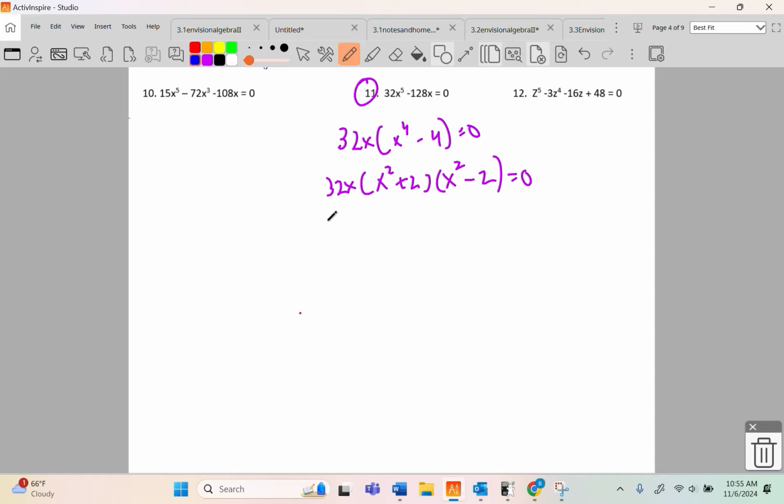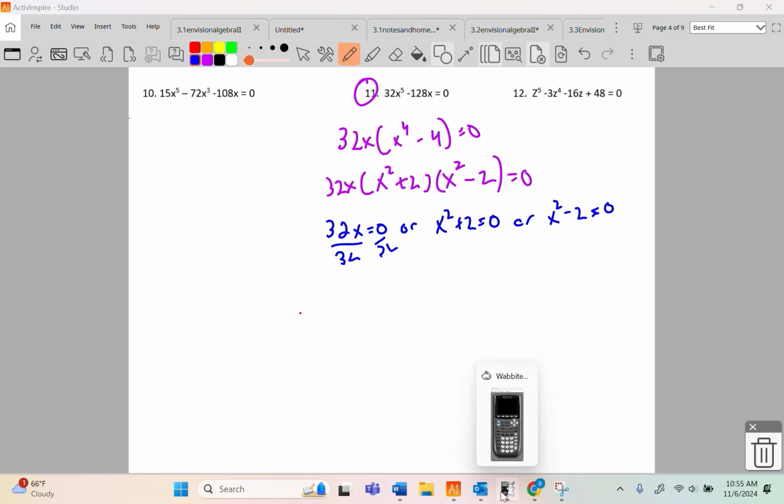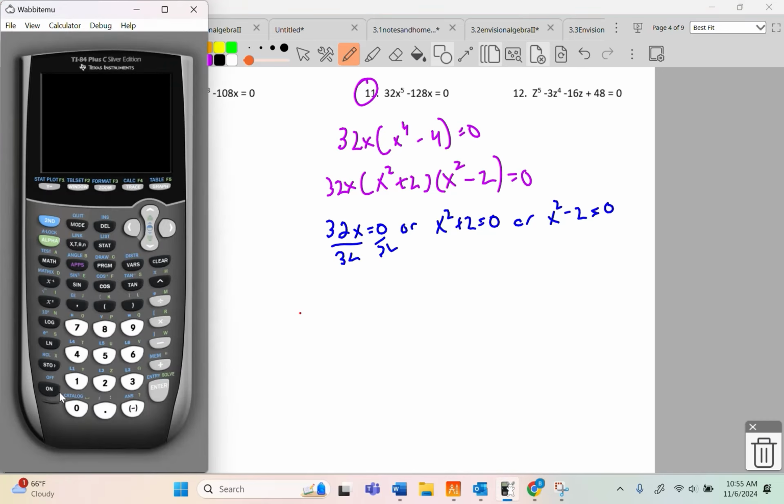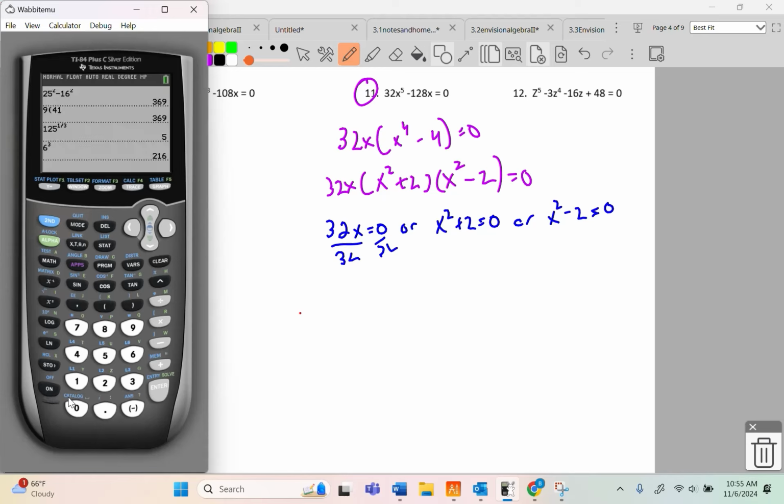All right, so by the ZPP, 32x is 0. Or x squared plus 2 is 0. Or x squared minus 2 is 0. Divide by 32, you know, God bless some of y'all, you do this. If I designed a TI-84, it would not answer this question, because, you know, this shouldn't be something you're asking a calculator. It's 0.